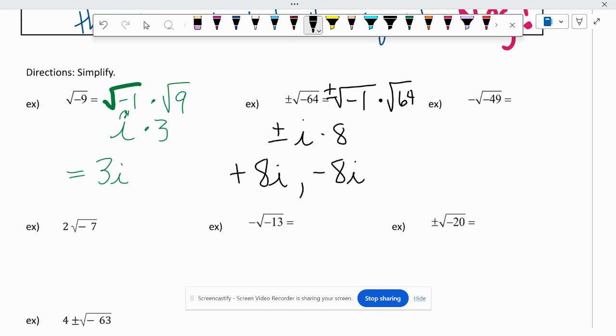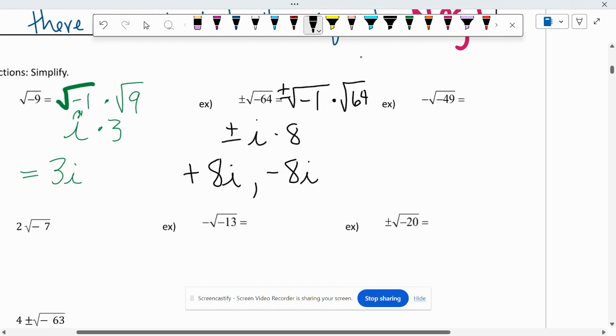It's either positive 8i or negative 8i. Does that make sense? Okay, let's look at the next one.